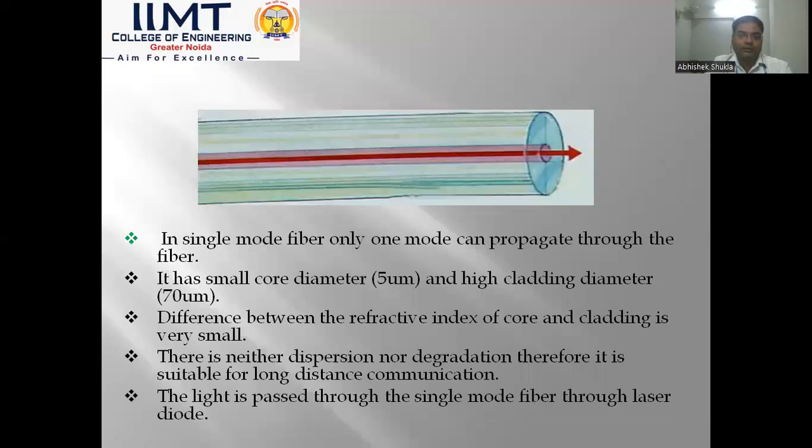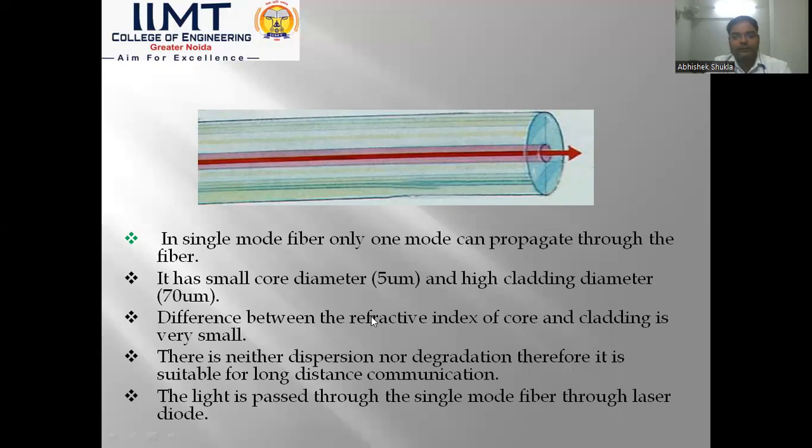As you can see also from the picture, light is transmitted or received as one single light. In a single mode fiber, only one mode can propagate through the fiber. Its core diameter is around 5 micrometer, and the clad thickness is around 70 micrometer. We have to keep in mind that for single mode operation, we need this fabrication process.